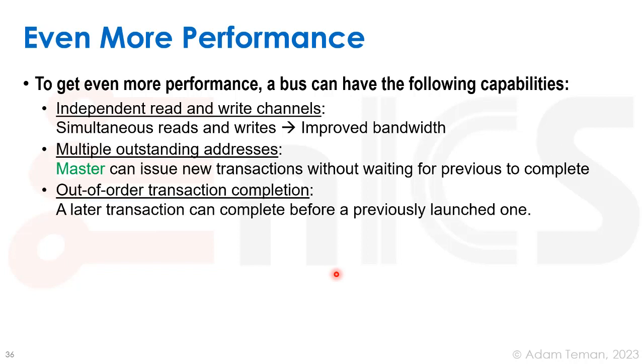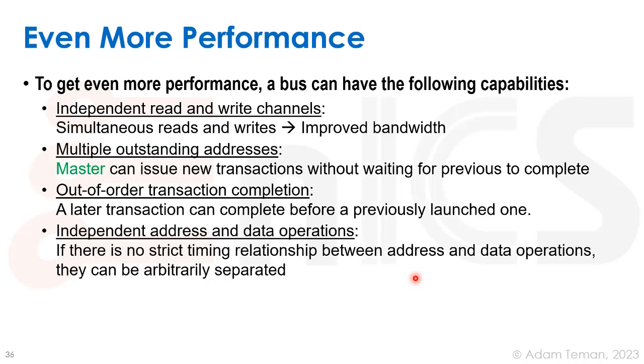What about out-of-order transaction completion? Who said that a certain transaction has to complete before the next one that was transmitted completes? So that's another thing that can make things work a lot faster, though very complex in buses with many components on them. And we can have independent address and data operations. If there's no strict timing relationship between the address and data operations, they can be arbitrarily separated. You can say, okay, this is my data, and now that's the address, instead of saying this is the address, and now that's the data for it.